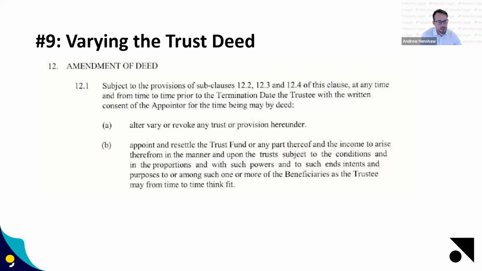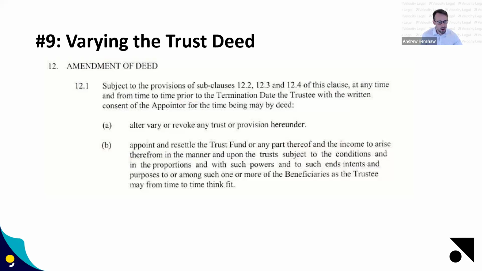So I'll move through these last two issues pretty quickly because I want to make sure that I can answer the 100 questions that are here. Varying the trust deed: if you want to vary the trust deed, read the variation power. What does it exactly say? And be very careful with the wording. So this deed here, you need to have the written consent of the appointor. So work out who the appointor is and get their written consent. Hopefully that's not an issue unless there's some sort of dispute and you've fallen out with the appointor or something like that. And then work out what you can actually do.